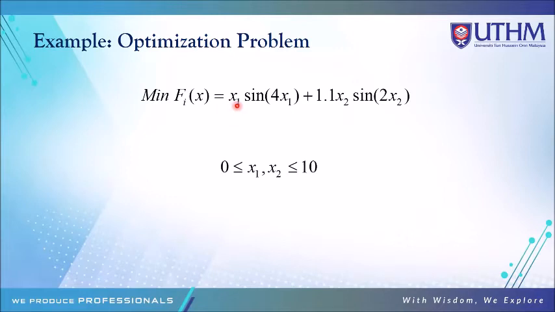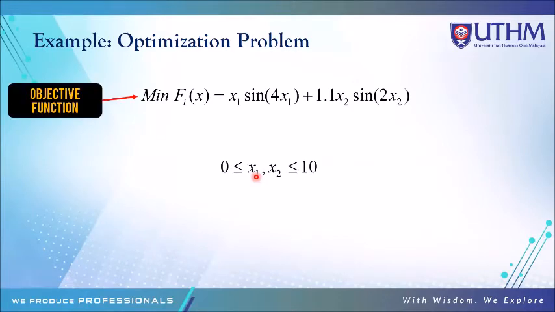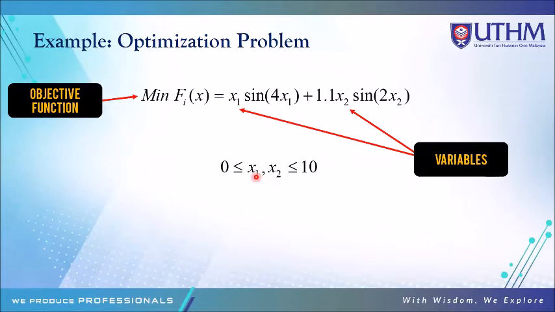These variables, of course, have their own limits, their own constraint. For example, in this case, we have an inequality constraint, which means that the values of x1 and x2 are within 0 to 10. That's the limit of the variables. These are the parameters that we have to clearly define and understand before we apply the optimization algorithms. So we have an objective function, and in this case we have two variables.